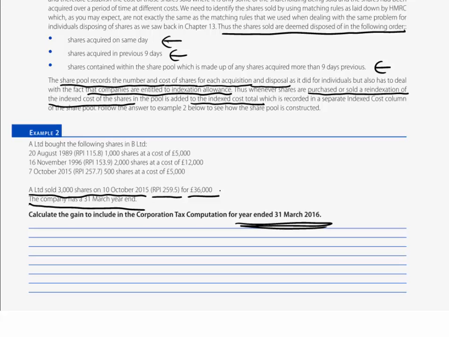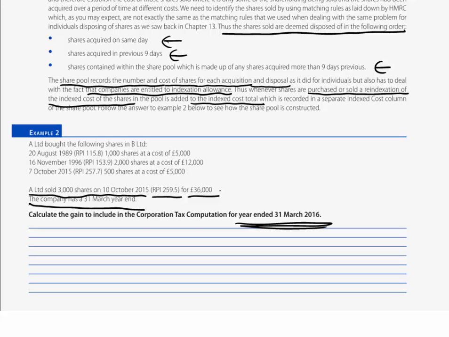But then, as we said, most if not all of the work will be about putting together that share pool, in which we'll record from the earliest acquisition, falling outside of the previous 9 days, what were the number of shares bought, what was the cost of those shares, and put that same cost into our index cost column. We will then update those columns for every new purchase and or disposal of shares that subsequently occurs.